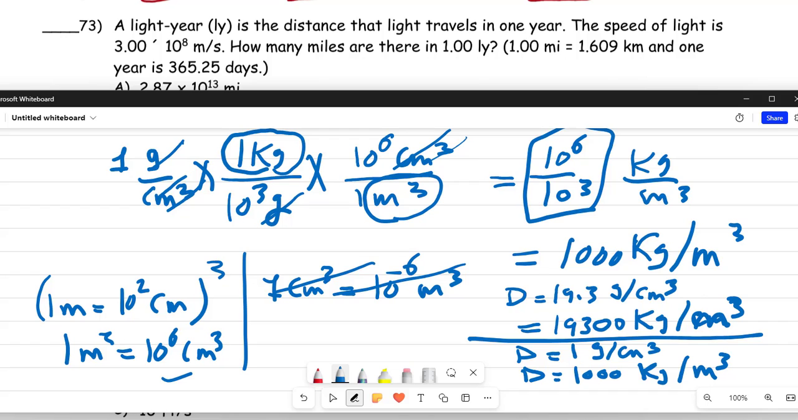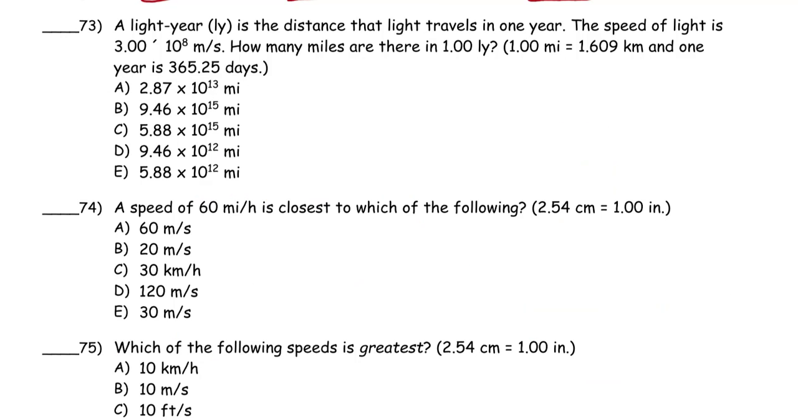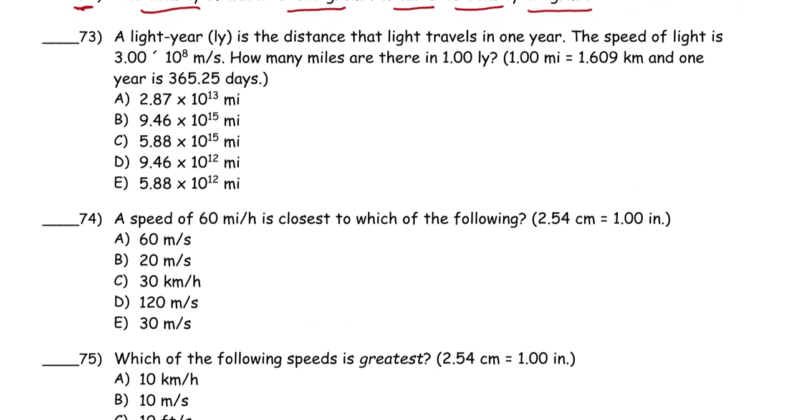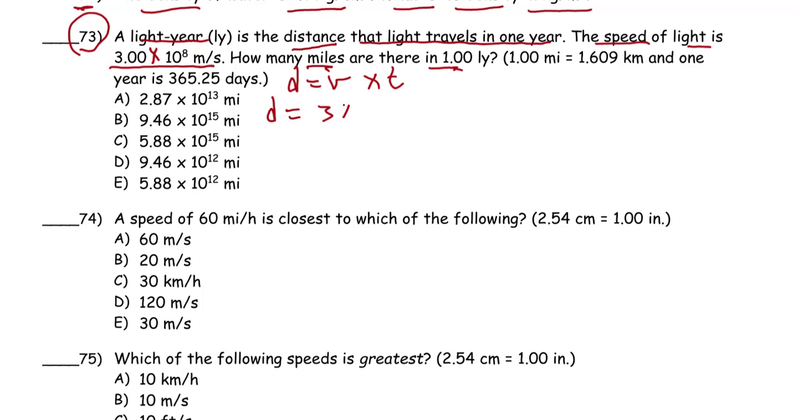Let's move to the next. Number 73. A light year is a distance that light travels in 1 year. He gives us the speed of light in meter per second. How many miles are there in 1 year? At the beginning, you deal with distance. Distance equals speed times the time. So distance equals the speed here, 3 times 10 power 8 meter per second.